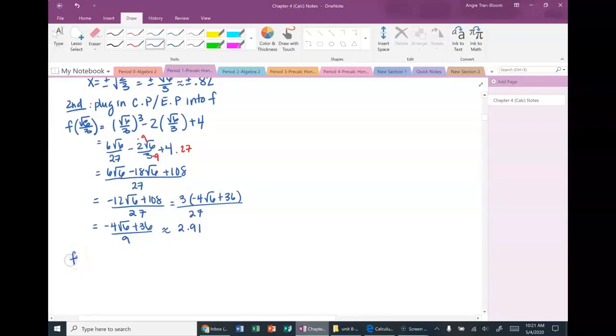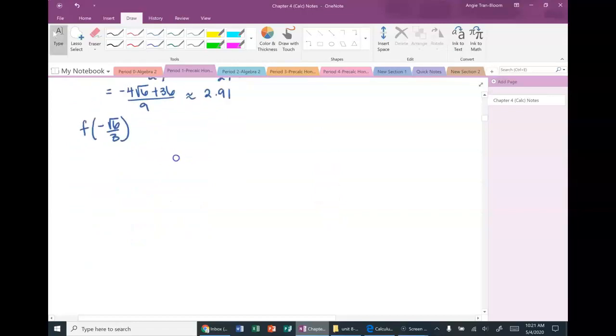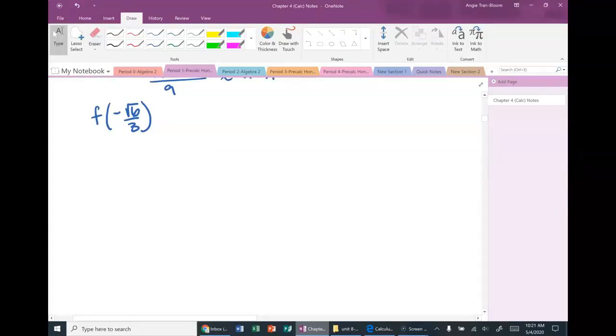Sorry, frozen on me. There you go. F of negative... Let me wait for a second so that way it's thinking. So f of negative rad 6 all over 3. I'm going to move it up so we can see. And we're just going to do exactly the same thing.